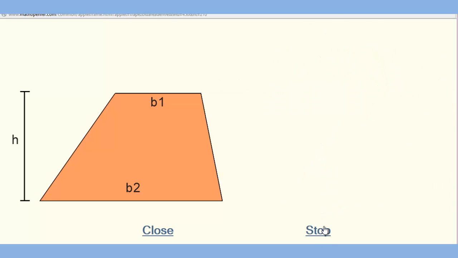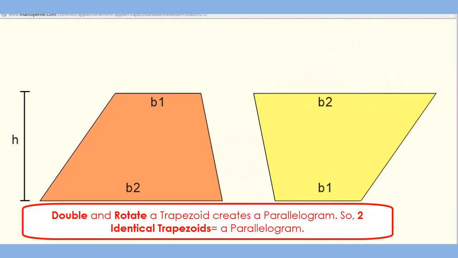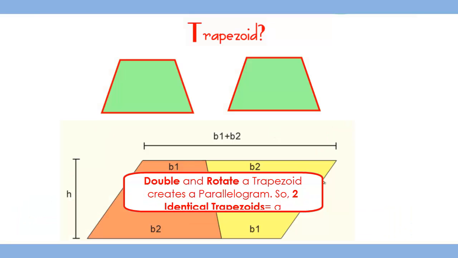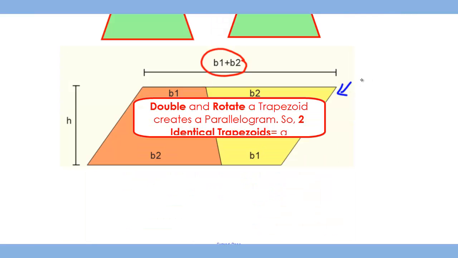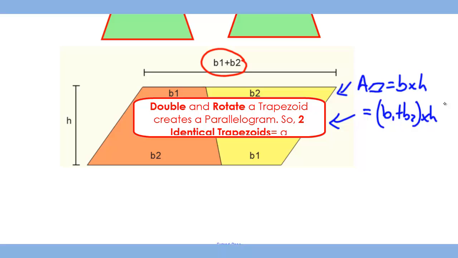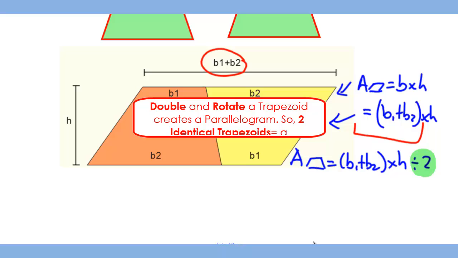One more time, notice how if you double a trapezoid and rotate it, you get a parallelogram, which makes a long base that's a combination of base 1 and base 2. Given that the area of a parallelogram is base times height, all we need to do for this particular shape is base 1 plus base 2, so we have a big base combined together, times the height. Now because this is a doubled up trapezoid, we can use this fact to get the area of a trapezoid by taking the above formula and dividing it by 2. Again, the reason we are dividing by 2 is because the parallelogram is made from two identical trapezoids combined together.